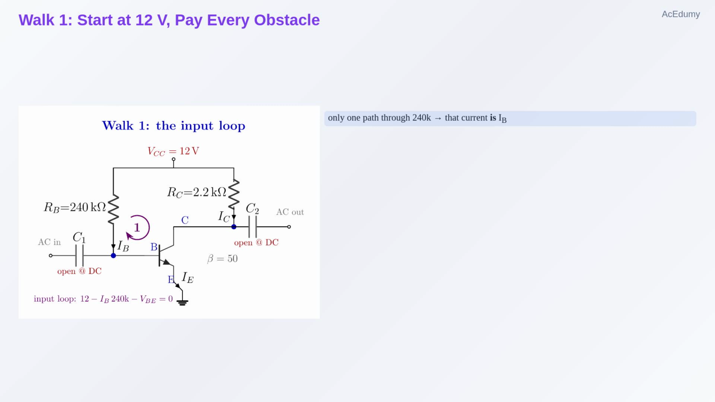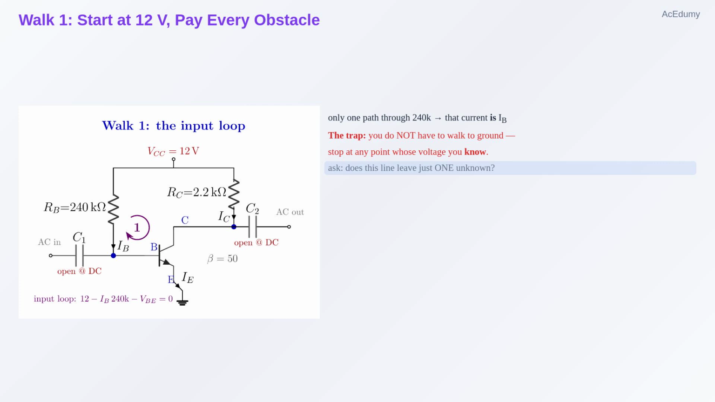We start our journey at the supply, at 12 volts. Which current flows out through the 240K resistor? There's only one path here, and it feeds the base, so that current is I sub B itself. First obstacle on the road, R sub B. We pay the toll, minus I sub B times 240K, and we arrive at the base. Now, here is the trap almost everyone falls into. You feel like the walk must continue all the way down to ground, no matter what. It does not. You may stop at any point whose voltage you know.